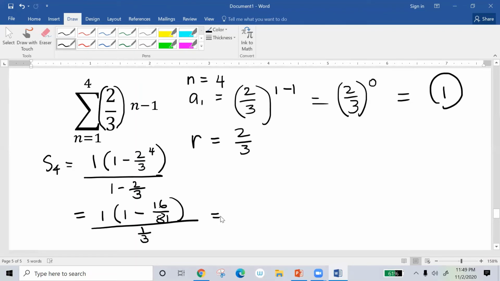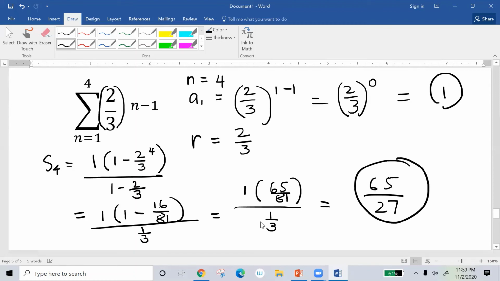1 minus 16 over 81 is 65 over 81. So 1 times 65 over 81 all over 1 over 3. What is 65 over 81 times 1? 65 over 81 divided by 1 over 3 is 65 over 27. So it means the sum of the first four terms in this series is 65 over 27.